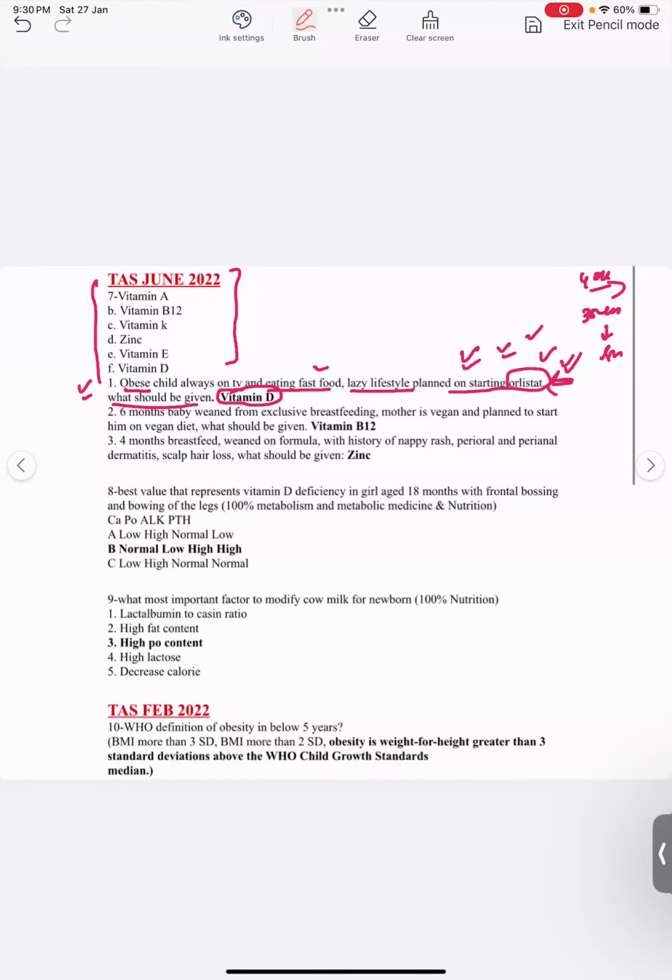First of all, I will tell you the mechanism of action of orlistat and how it is going to act on your vitamin D. It's not only your vitamin D, it's basically your fat soluble vitamins. Keep this in your mind. They may give you other things, most likely vitamin D, but definitely it is going to interfere with the absorption of all fat soluble vitamins.